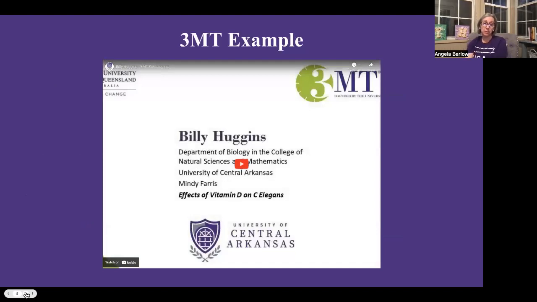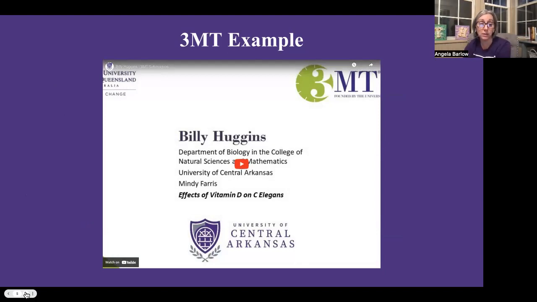This first example we're going to look at, of 2 examples, is Billy Huggins, and he was in the Department of Biology. He graduated a couple of years ago, and he actually won. This was our first competition that we had, and he was our winner.